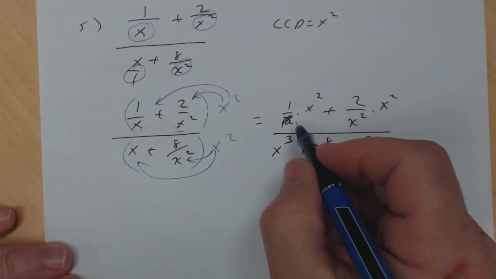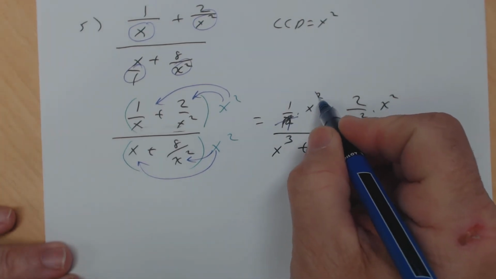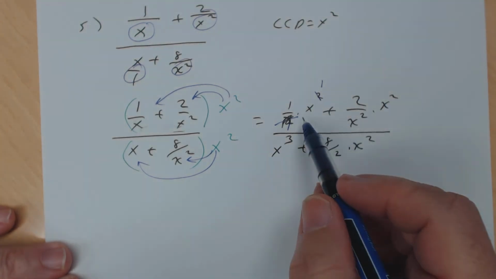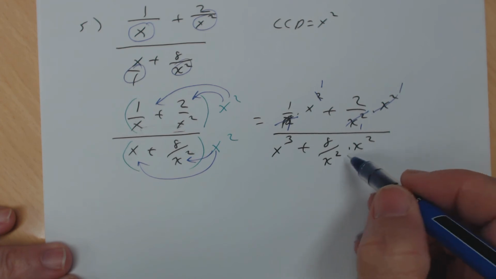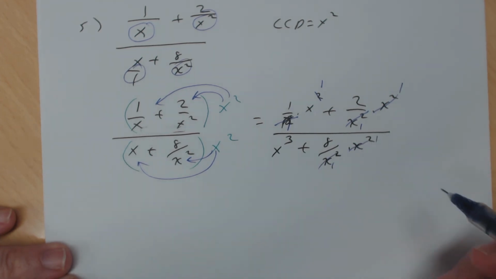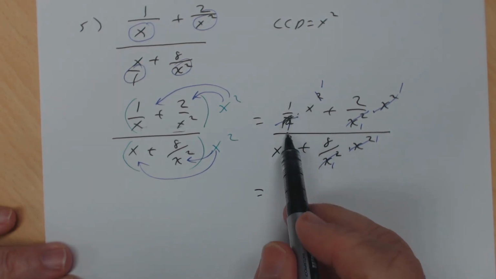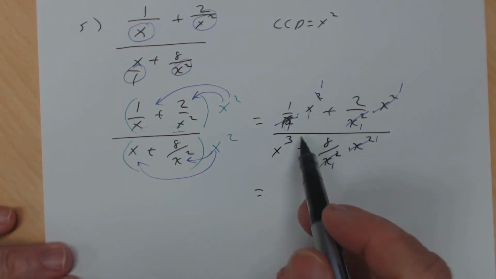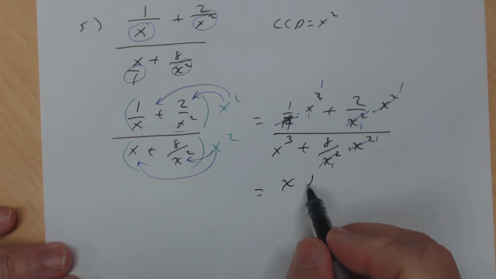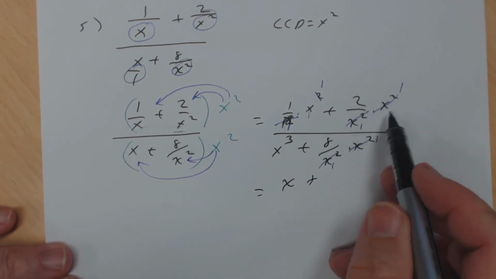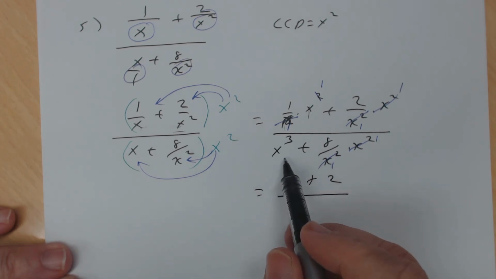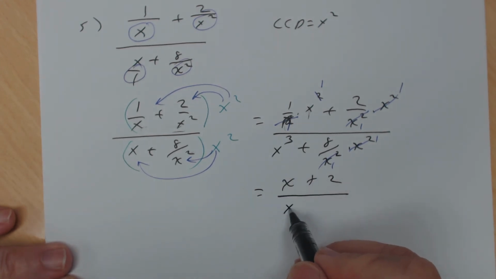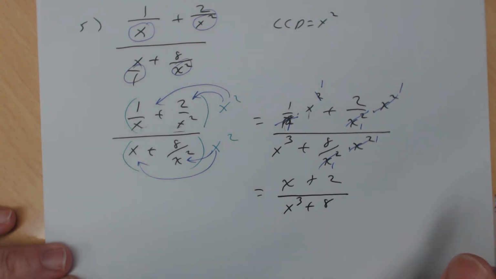Alright, now let's reduce. This x reduces with this x squared, and you're left with just an x. These x squareds divide out. These x squareds divide out. And so it looks like you have this: 1 times x is x plus 2 over 1 times 1 is just 2. That's your numerator, divided by your denominator, which is just going to be x cubed plus 8.